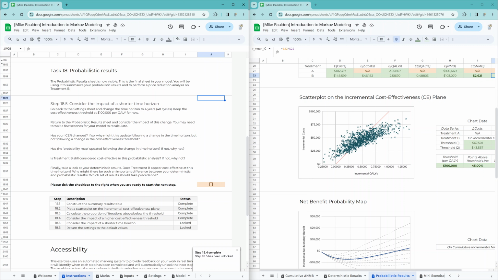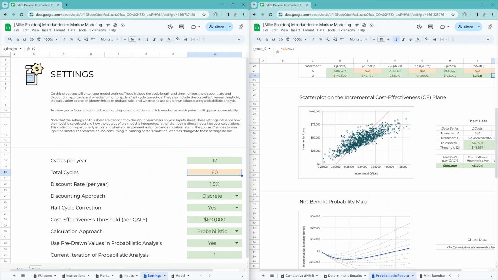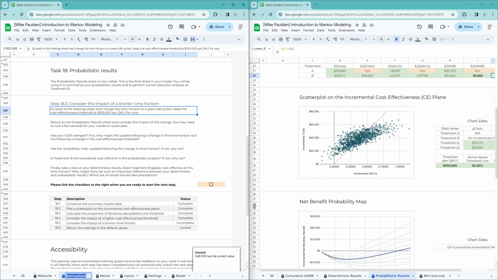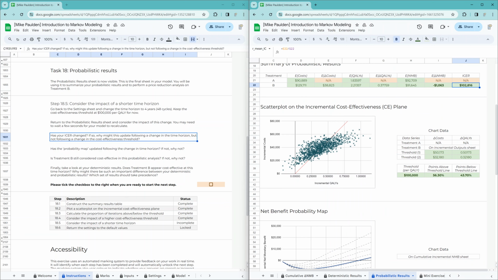Okay, the next one is about a shorter time horizon, and it's asking us to change the time horizon to 4 years, which is 48 cycles. So we'll go to the settings sheet and change this to 48. And you can see on the right these things changing in real time. So we'll go back to the instruction sheet. Has the ICER changed? Well, let's take a look. Yes, the ICER is now 102,816. So that ICER has changed.